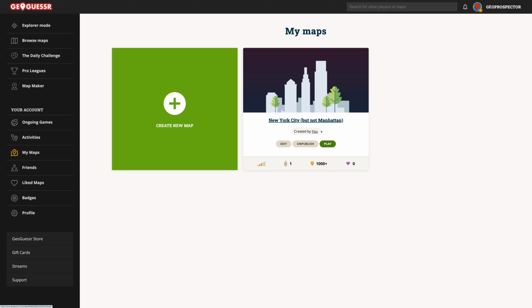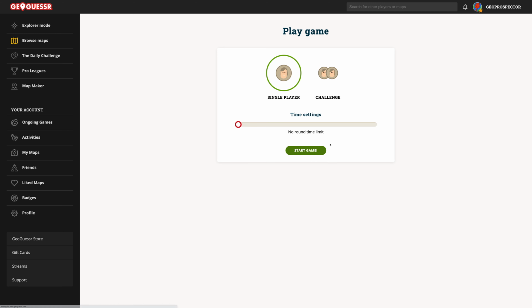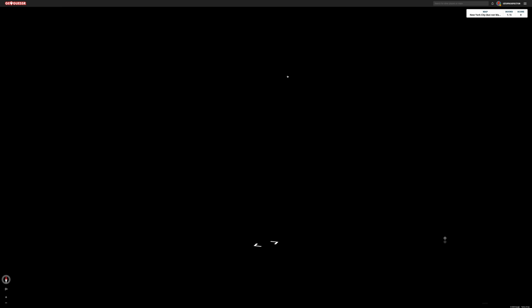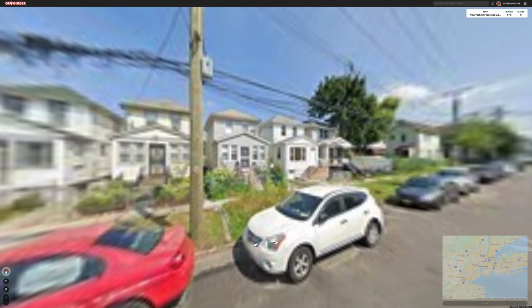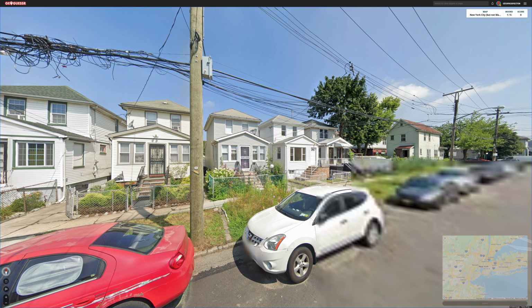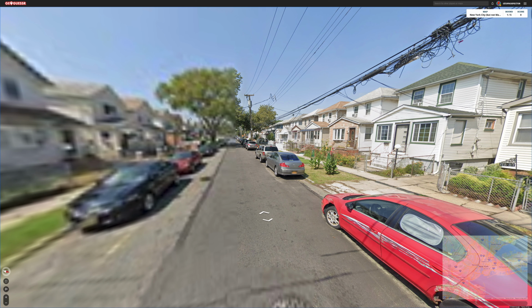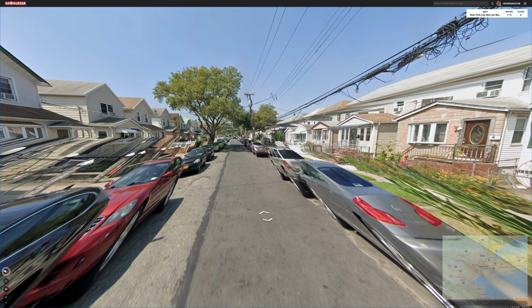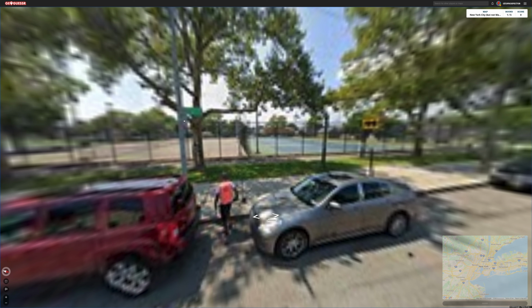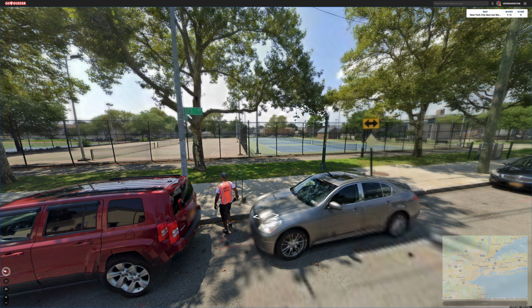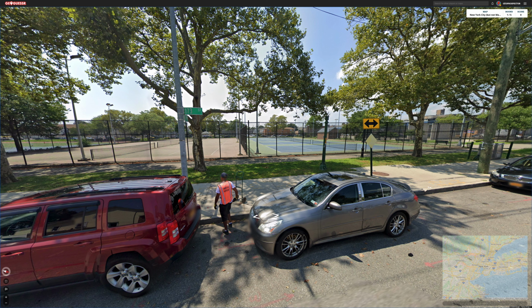Without further ado, let's play the New York City but not Manhattan map. And I will leave it limitless for now. Okay, so let's get going. We're in a pretty residential area there. There are no signs at the moment, so we'll get to the end of the street here and see what we can find.